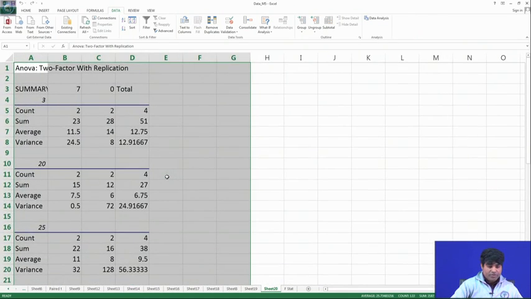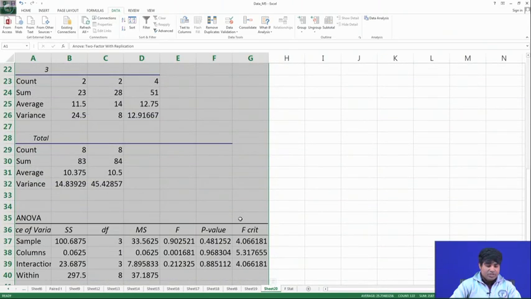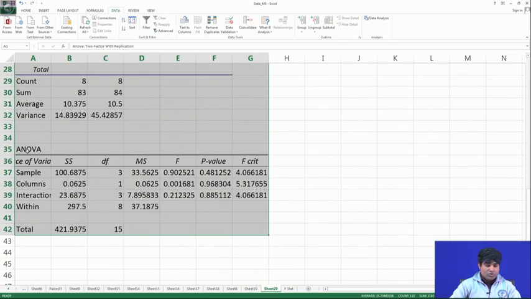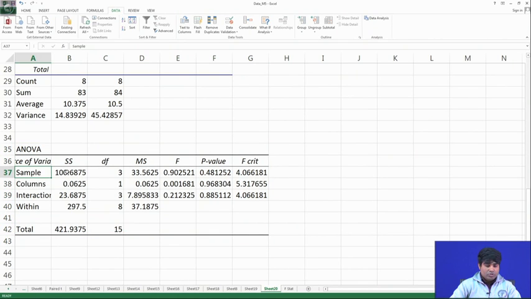So, compared to the previous one, you will find plenty of results here, and then finally you come to this final outcome. Here this is the sample, the factor A, this is the factor B, and this is the interaction of A and B. That means this is SSA, this is SSB, and this is SSAB, and then there is the error component. Then this is the mean sum of squares of A, mean sum of squares of B, and the interaction mean sum of squares.